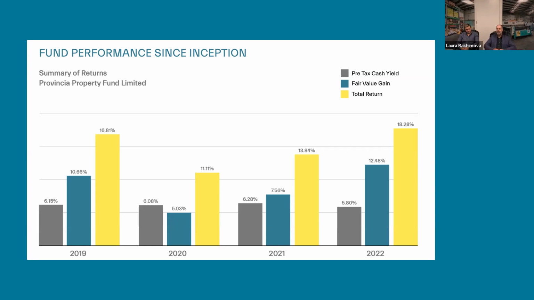This year, because of the higher interest rates, our pre-tax cash yield is a bit down on what we've previously enjoyed over the last 4 years, but we're looking at probably a total return of around 13%, which is between 3 and 4% pre-tax cash yield at the end of this financial year, and around 10% gain in the value of properties. But they're just forecasted at this stage.